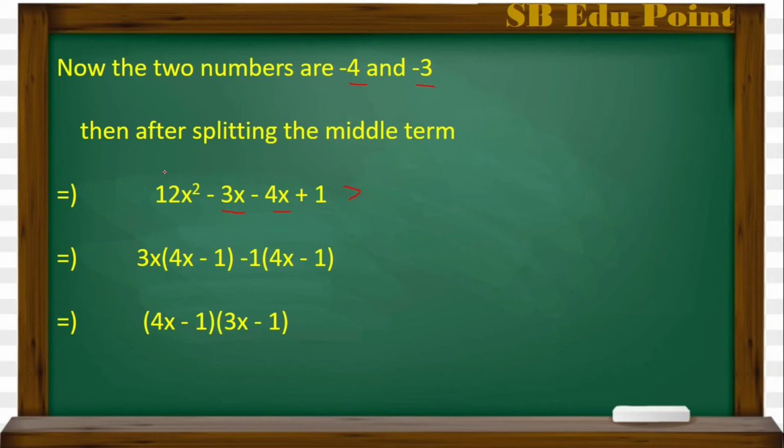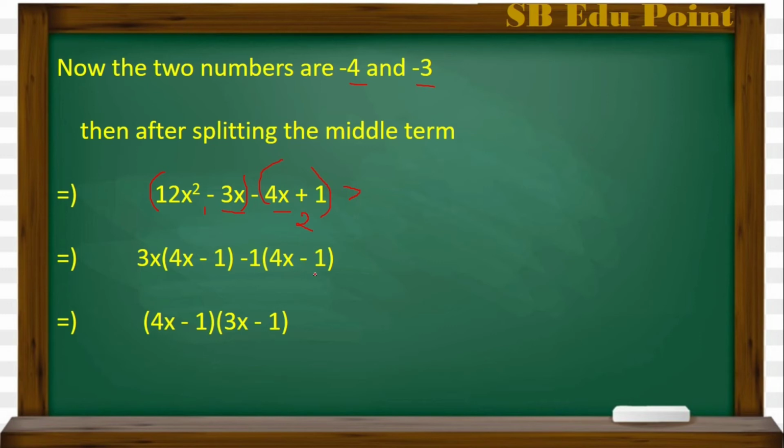Now I can divide this whole equation into two brackets and I can take out 3x common from this first bracket. So what will be left behind in the bracket will be 4x minus 1, and as you can see from the second bracket I can only take 1 common, so minus 1, and in the bracket it will be 4x minus 1.